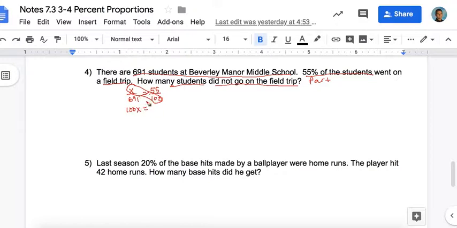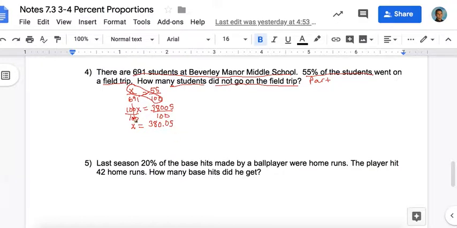691 times 55 is 38,005. Now we're going to divide by 100. 100 divided by 100 is a 1 in disguise, and so x equals 380.05.